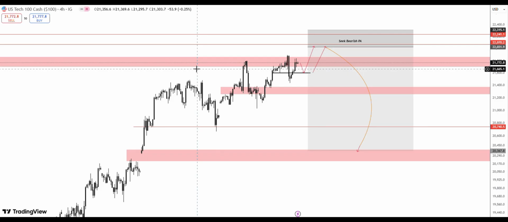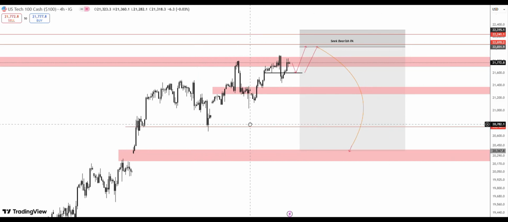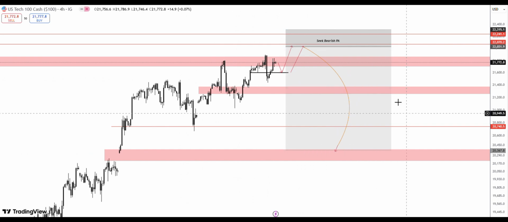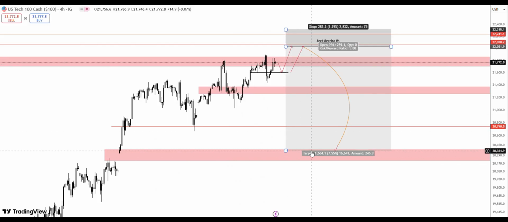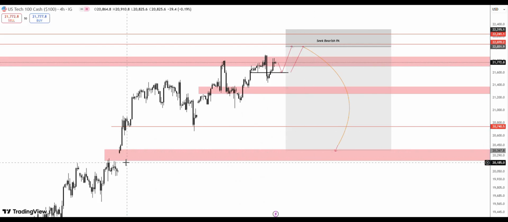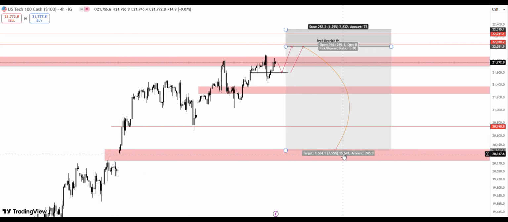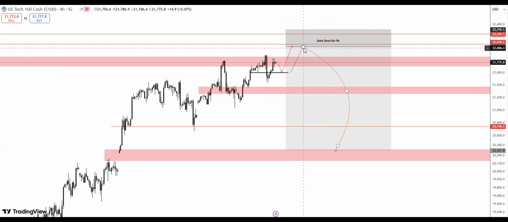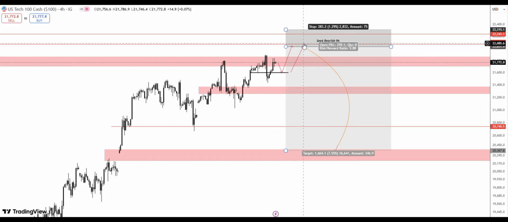So let's continue with the NASDAQ 100. As you can see, I've already highlighted what I'm looking at. So this is the 4-hour chart. I'm expecting price to retest the lower levels of around May, so to around the 20,000 mark. But I do believe price could potentially retest the 22,000, 22,100, seek bearish PA, and then potentially take this trade to the downside.